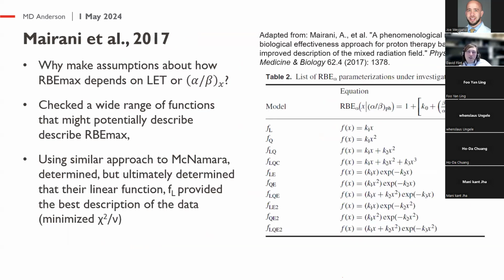Now, I'll briefly mention Mehrani's model. He came at this problem with a somewhat fresh perspective and had the idea: why should we make assumptions about how RBE max depends on LET? Why don't we just throw the kitchen sink at the problem, try a ton of functions, and see what functions worked best? He tried a handful of functions to model RBE max's dependence on LET, but ultimately he found that it's hard to justify more than just a simple linear expression given how noisy the data is.